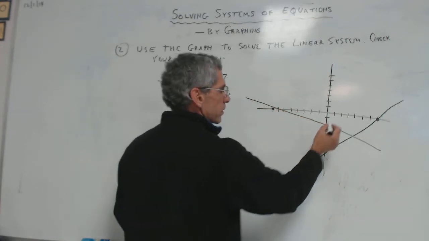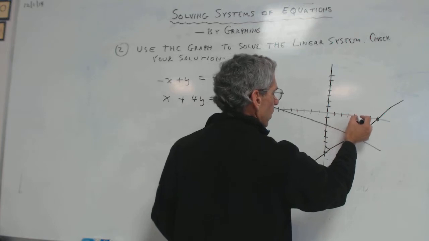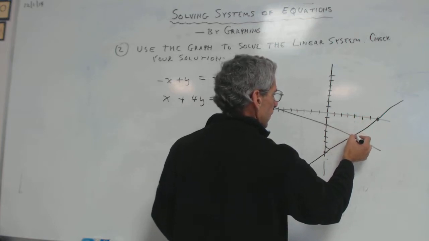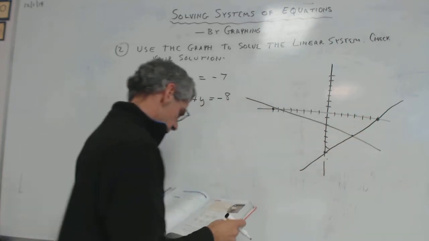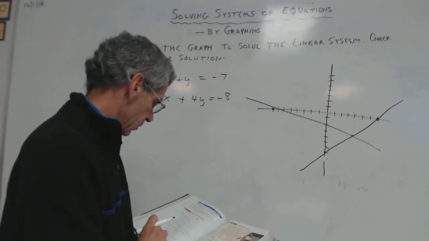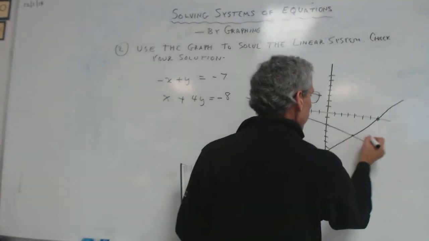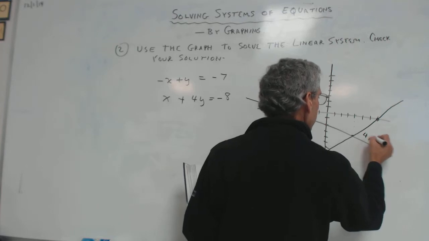Boom. Now, what is this point? It looks like 1, 2, 3, 4, 1, 2, 3. It's like 4, negative 3. Let's see if that's right. That's what they put. Well, it doesn't matter. Let's just say that's 4, negative 3. 4 comma negative 3.